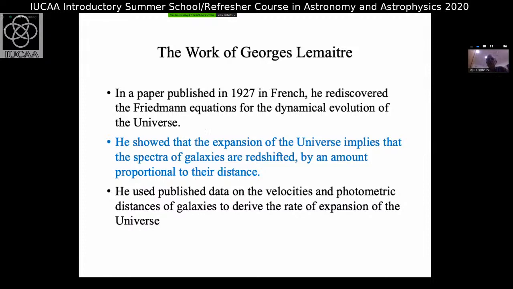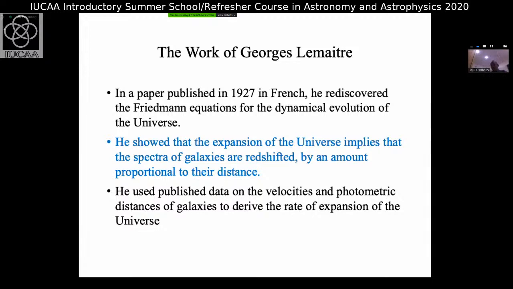Then he showed that the expansion of the universe implies that the spectra of galaxies are redshifted by an amount proportional to the distance. So he had got the Hubble relationship. He used published data on the velocities and photometric distances of galaxies to derive the rate of expansion of the universe. So he did everything that Hubble did, but before Hubble did. So why did they not call it the Lemaitre law? That's simply because it was in a French journal which not many people were reading.